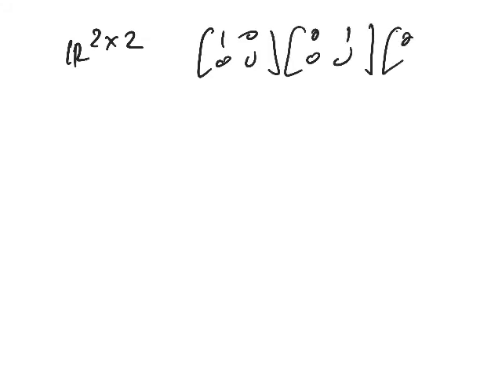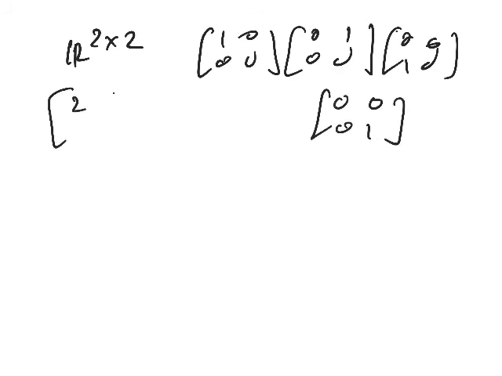Okay, you need R2 cross 2. So suppose I take some matrix. So you have, what is the standard basis for this? This is the standard basis. And you have 0, 0, 0, 1, right? So suppose I have some matrix, some element 2, 3, 1, minus 1. Its tuple representation is going to be 2, 3, 1, minus 1.